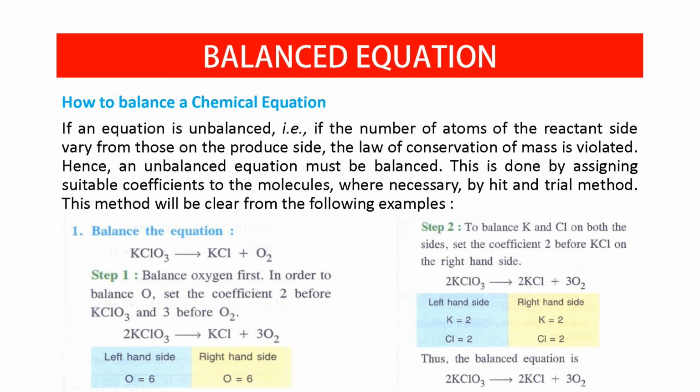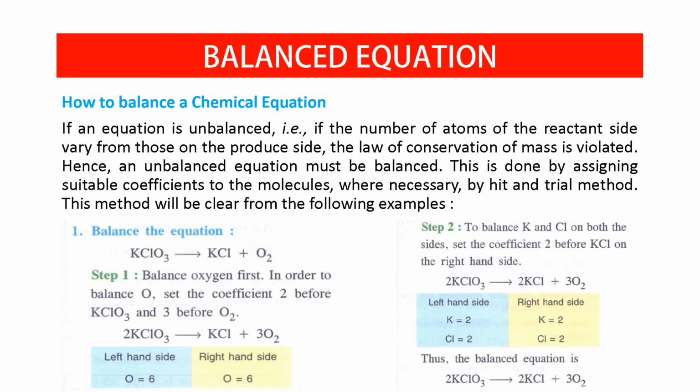Chlorine, there is one atom. On the product side there is one atom. Oxygen, there are 3 atoms. On the product side there are 2 atoms. So the oxygen atoms are not balanced. The number of oxygen atoms is different on both sides. So this is not a balanced equation. If any equation is given to you, you can count the atoms on both sides and find out whether the equation is balanced or not.